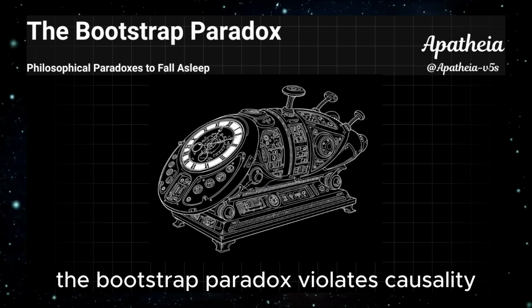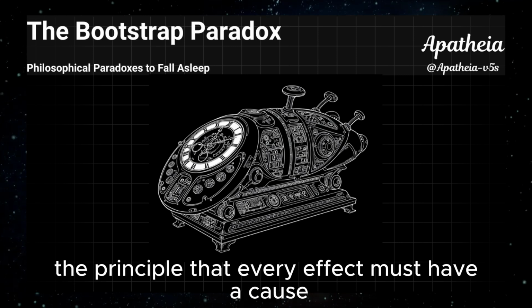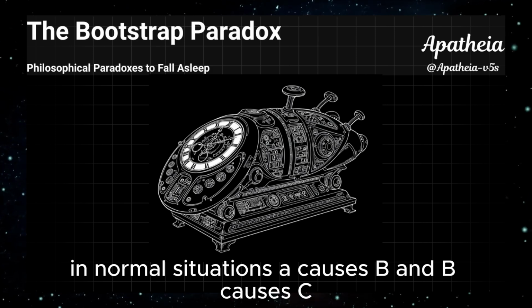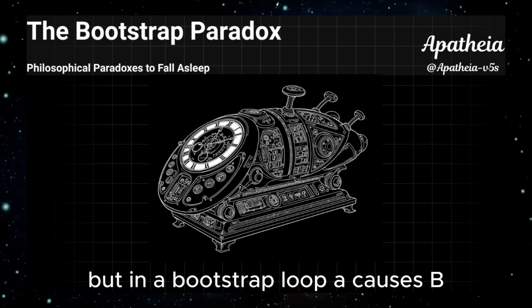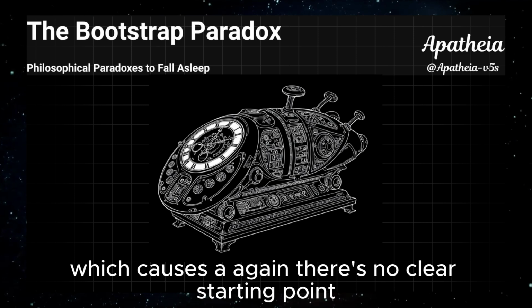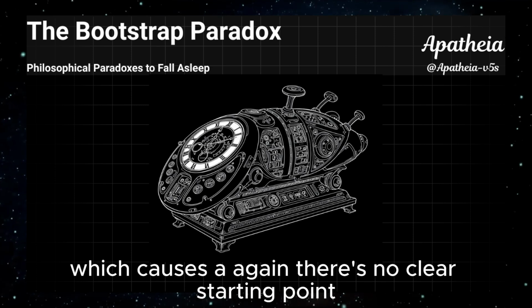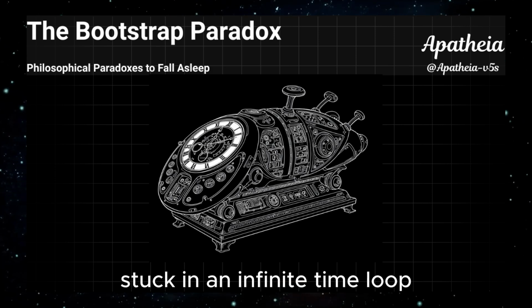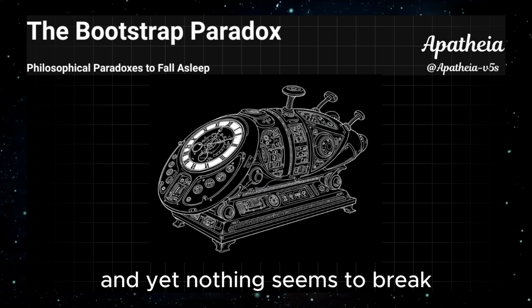The Bootstrap Paradox violates causality, the principle that every effect must have a cause. In normal situations, A causes B and B causes C. But in a bootstrap loop, A causes B, which causes A again. There's no clear starting point. The item or idea seems to exist without origin, stuck in an infinite time loop. And yet, nothing seems to break.